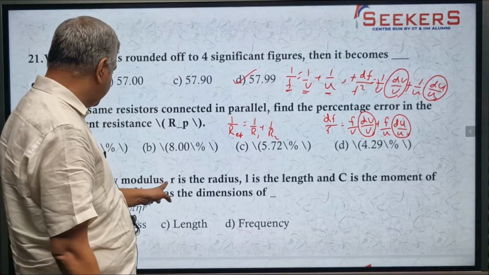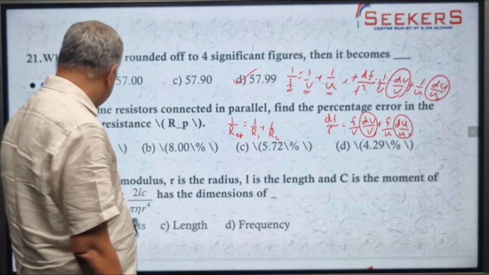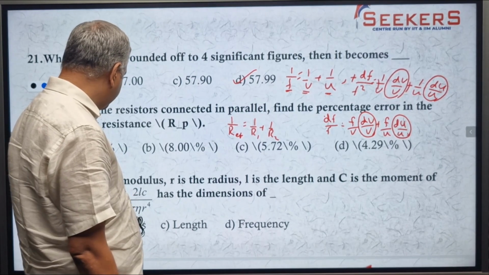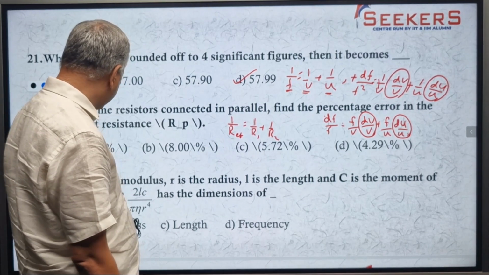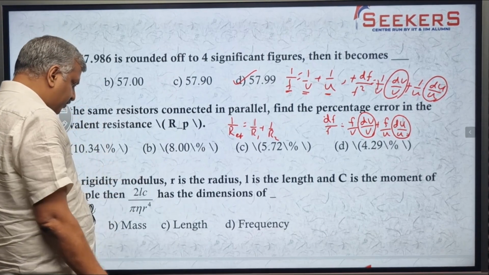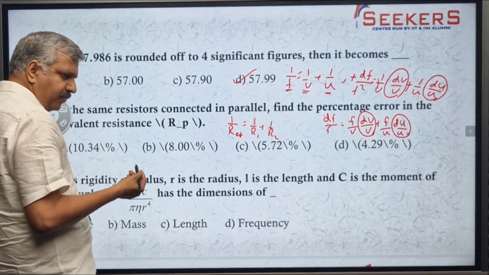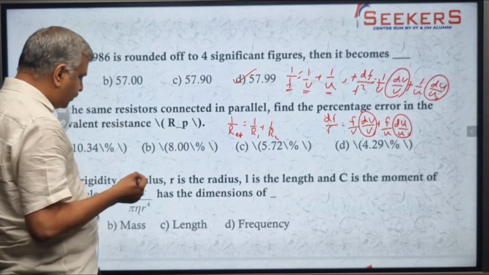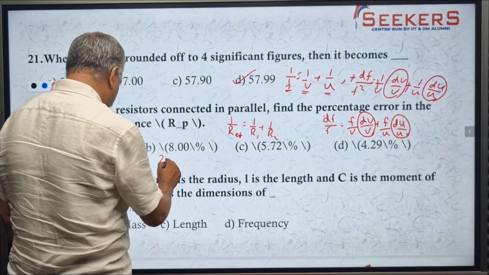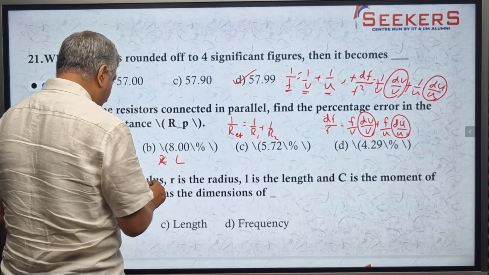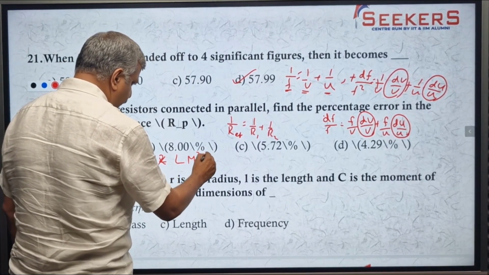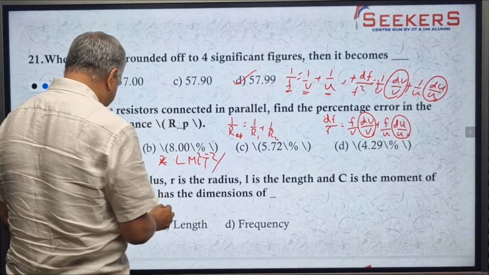If eta is the rigidity modulus, r is the radius, l is the length, c is a constant, c is the moment of the couple, then 2lc by pi eta r to the power 4 has the dimensions of what? Okay, so I can find out. Eta, the rigidity modulus, is like Young's modulus, so it will have the dimensions of pressure. So I'll just substitute in each. 2 has no dimension, so L. Moment of the couple is M L squared T power minus 2, divided by pi, which has nothing.